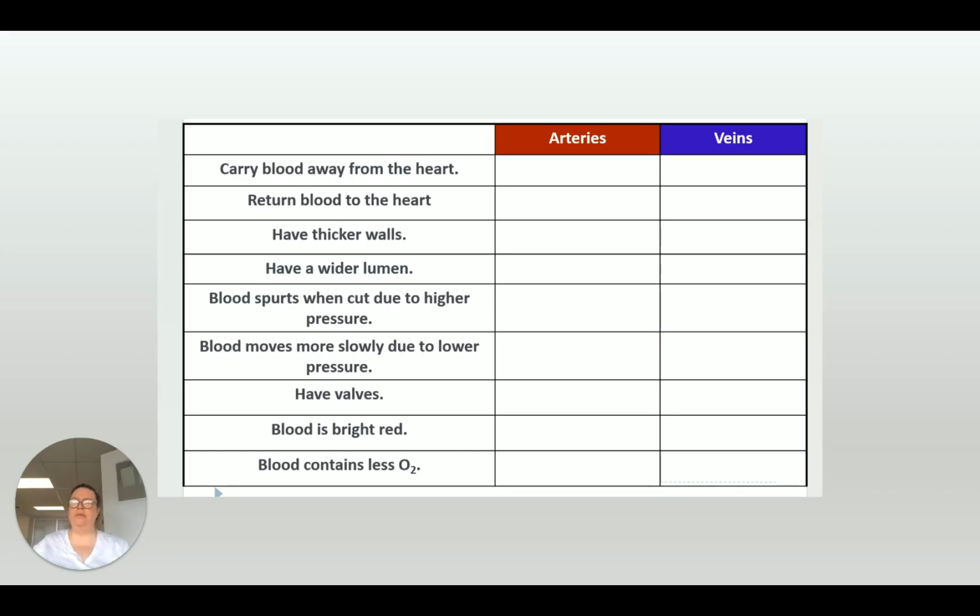So what I'd like you to do is pause the video and have a go and see if you can get these right, fill them in. Right, let's have a go and see if we can do it together.